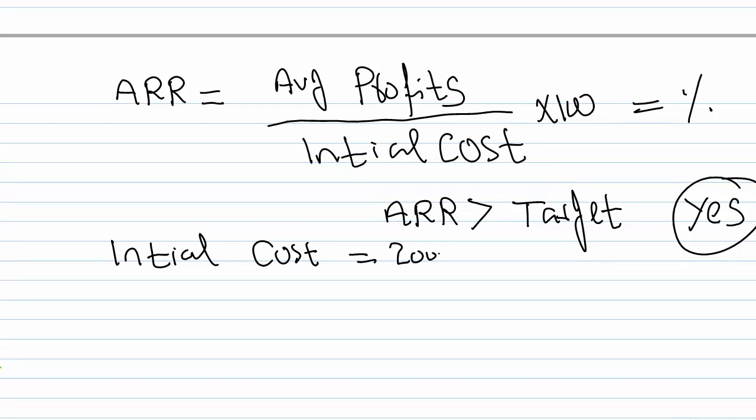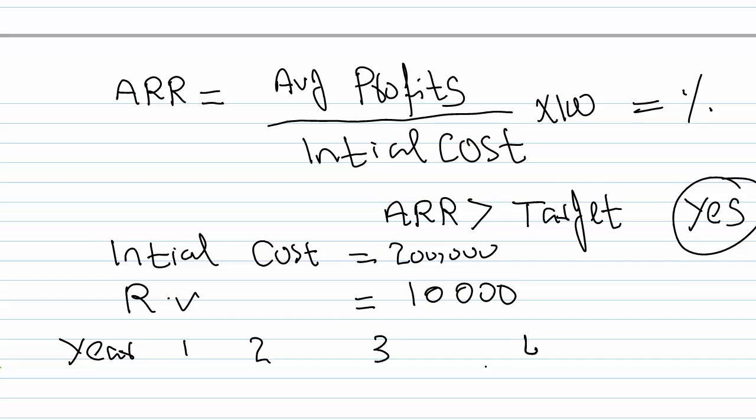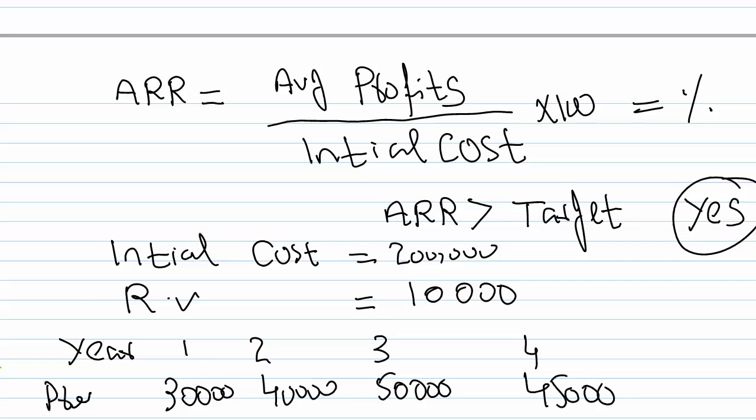let's say initial cost is 200,000 and residual value is $10,000. And these are the profitability of the project. And the project lifespan again 4 years. And the target is now 19%. Let's say in case of initial investment, our target is 19%.